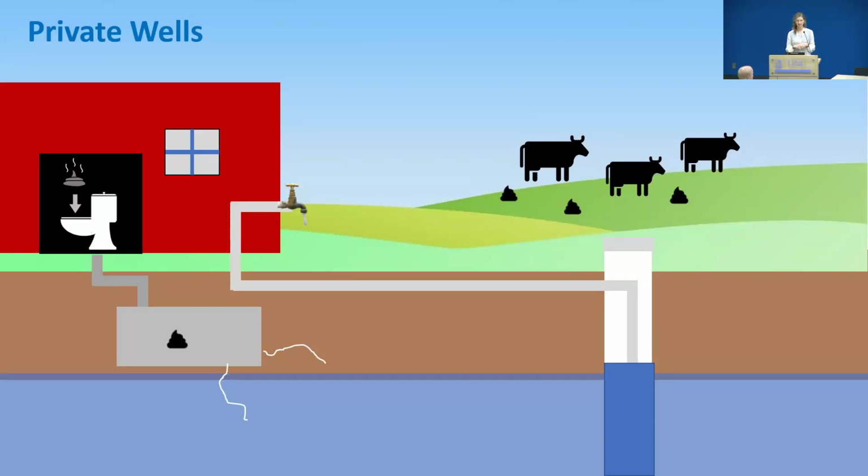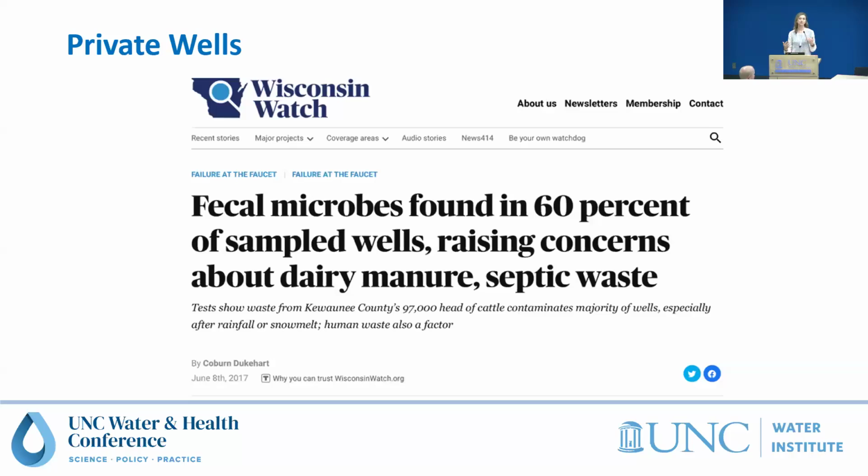Some of the main contamination sources are septic systems and agricultural activity. Those are our main inputs of pathogens into well water. And the more research we do, the more we find that these pathogens make their way into water where people had thought that they did not.